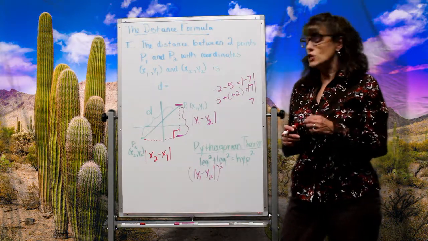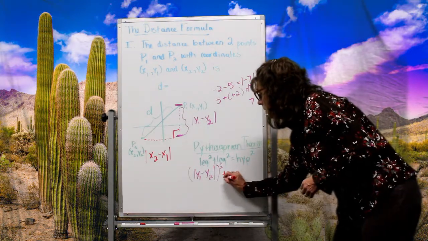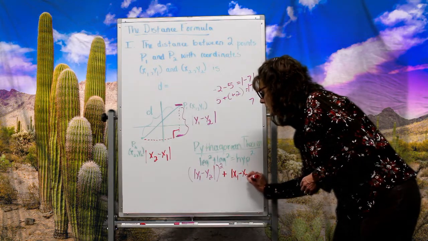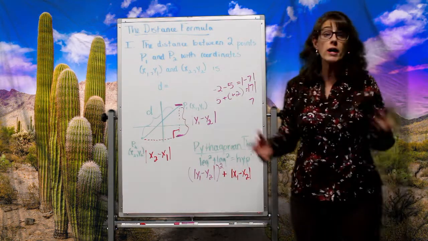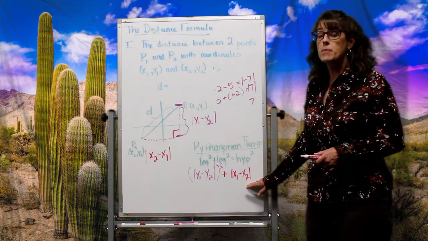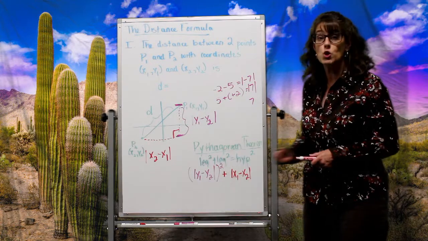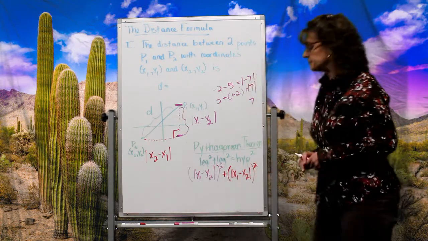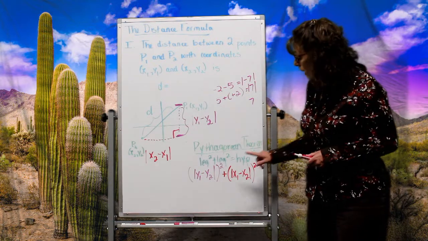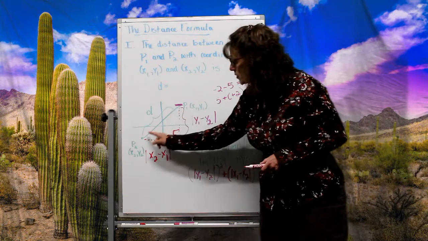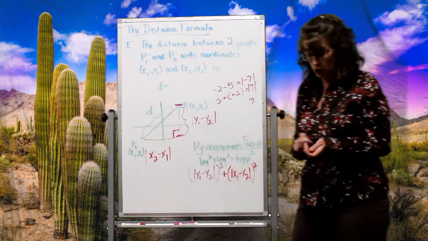So on this second leg, once again, I'm going to do an x1 minus x2 absolute value or x2 minus x1. Doesn't matter because I've got absolute value. But remember, I'm going to take that distance and square it. So here again, I'm going to square this. Now, that will give me my hypotenuse squared. Notice the hypotenuse right here was the d that we were looking for.